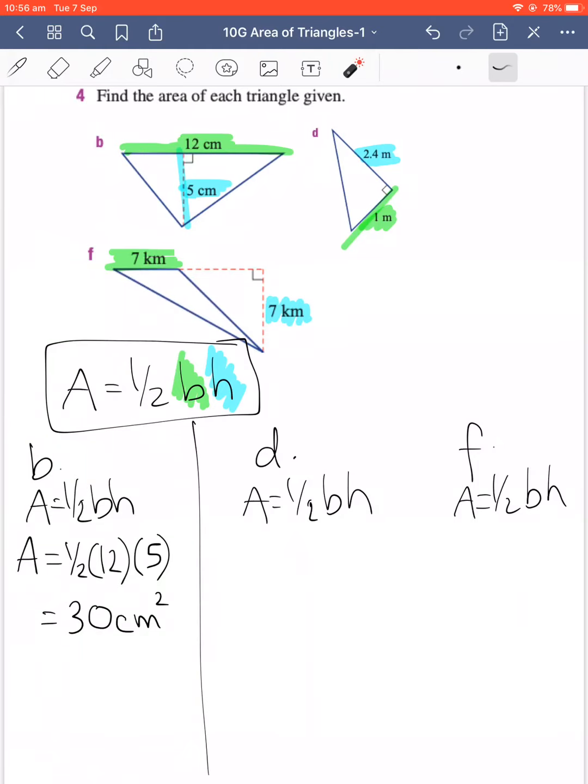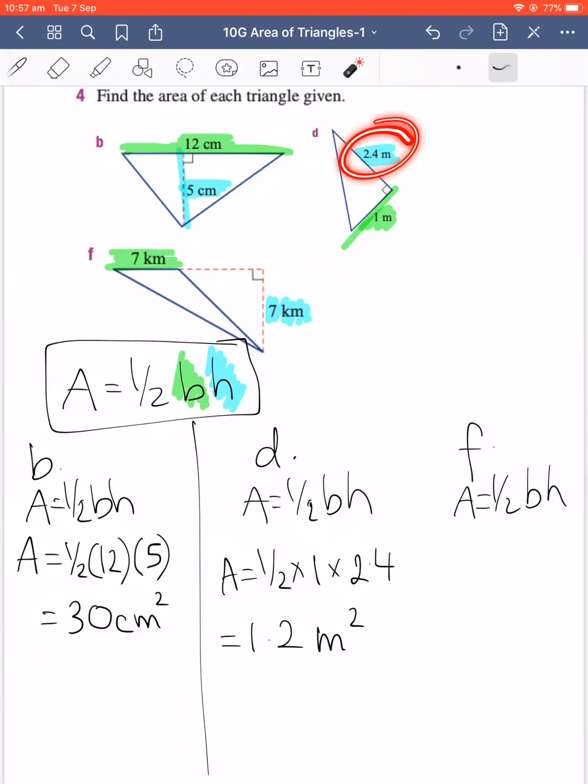Next one, again, similar process. I need to substitute in my values. So let's do that now. So I have half multiplied by my base of 1 multiplied by my height of 2.4. Again, I'm doing this particular triangle, so I end up with my answer when you put it into the calculator. So half times 1 times 2.4, once I put that into a calculator, gives me an answer of 1.2. And let's have a look at our units. It's going to be meters squared because we have meters here.